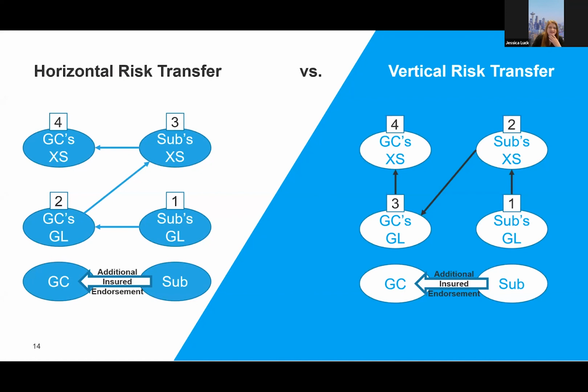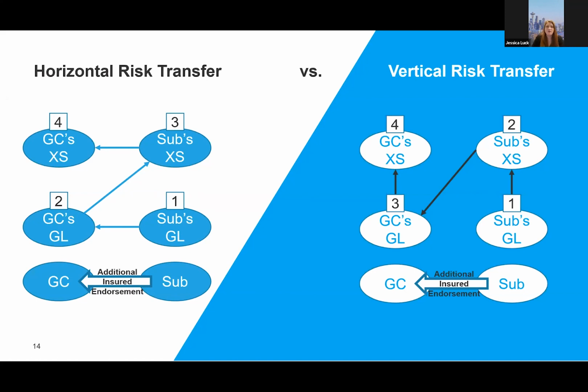you can see how a claim is first tendered to the subcontractor's general liability policy, then the general contractor's general liability policy, and then the owner's general liability policy before any umbrella or excess policies come into play. This can be quite labor intensive during a claim settlement process. A great solution to this is to alter the direction of risk transfer, also known as vertical risk transfer.